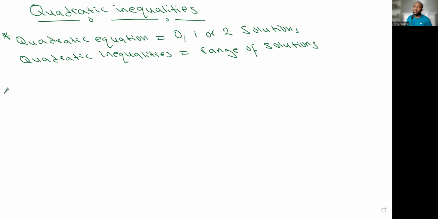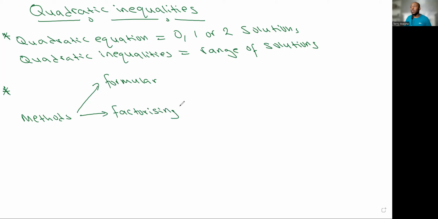Also, just to remind you, I showed you that there are several methods of solving quadratic equations. You can use the formula method, which is minus b plus or minus the square root of b squared minus 4ac, over 2a. Then I also talked about factorization. When factorizing, we have the difference of two squares. You can also use common factors.